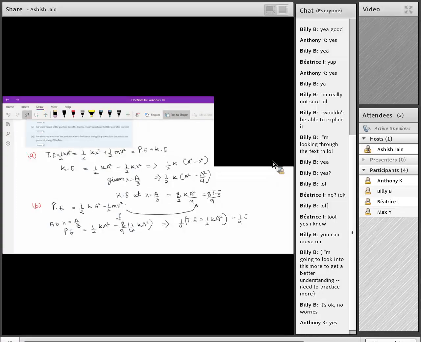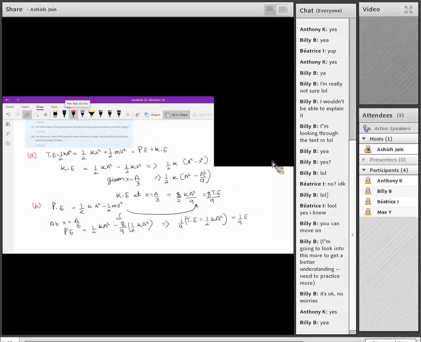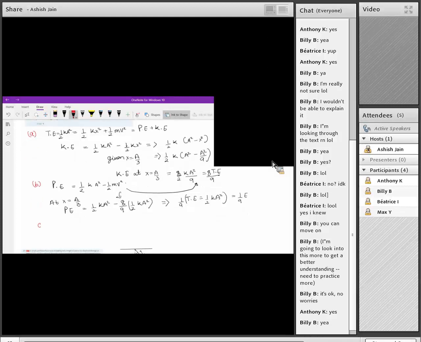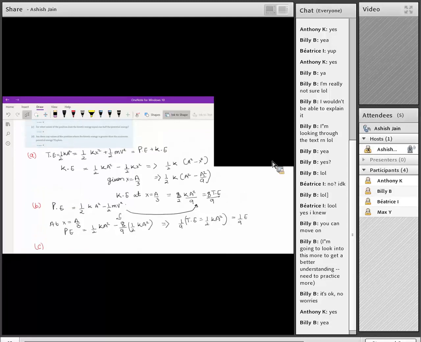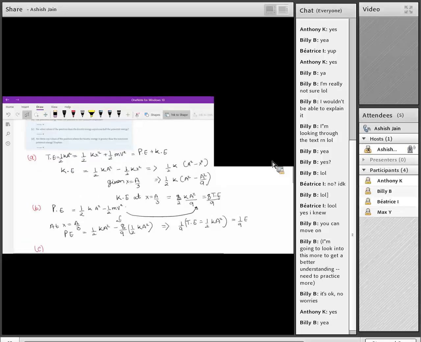It's okay. I'll move on to part C. For what values of position does the kinetic energy equal 1/2 the potential energy? Just a sec. So the question was, at what values of position does the kinetic energy equal half the potential energy? So we have to find the values of position.